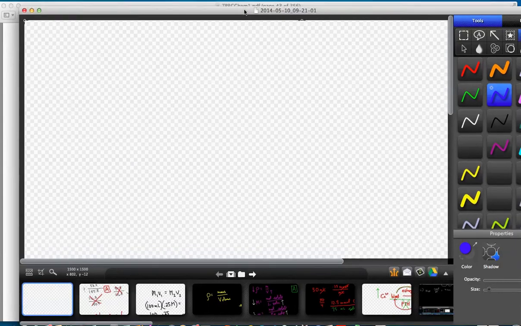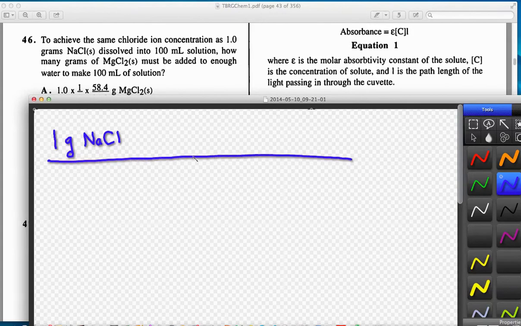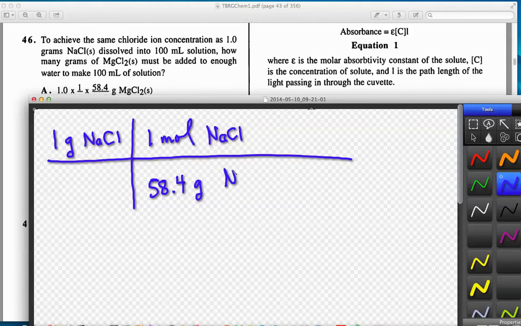is in the beginning. So 1 gram of NaCl, 58.4 grams in 1 mole of NaCl. One over 58.4 moles of Cl minus.